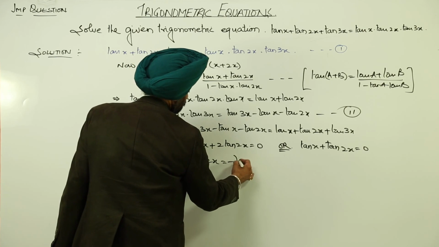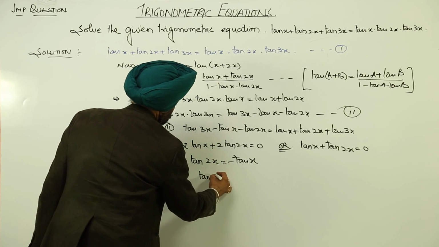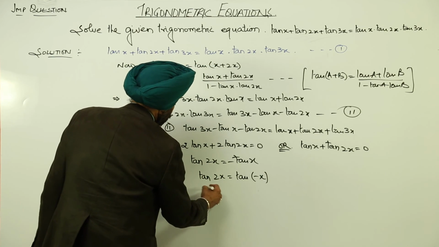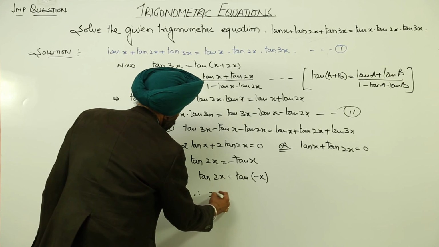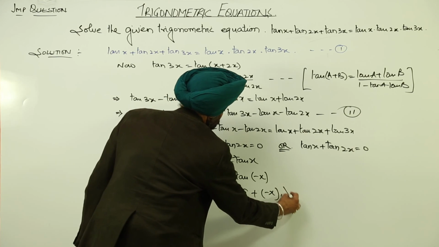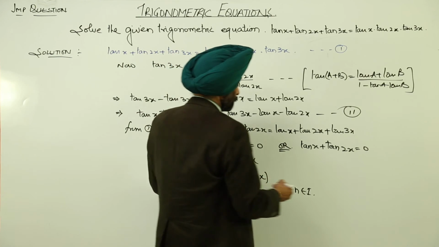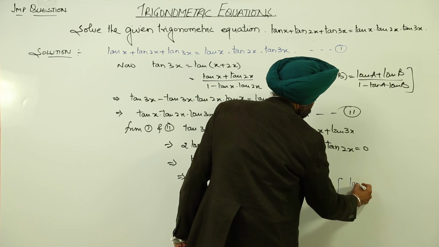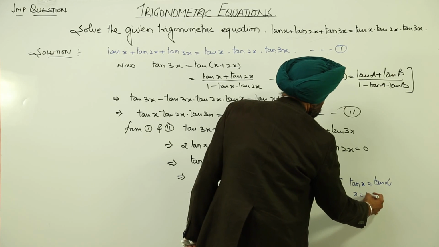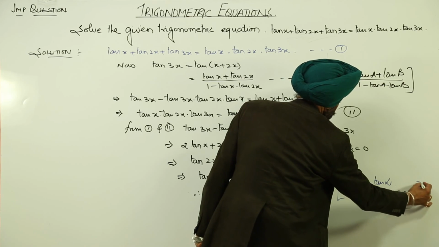Tan 2x is equal to negative of tan x, tan 2x is equal to tan of negative x. 2x is equal to n pi plus negative x, for all values of n belongs to I. Tan x is equal to tan alpha, then x is equal to n pi plus alpha for all values of n belongs to integer.